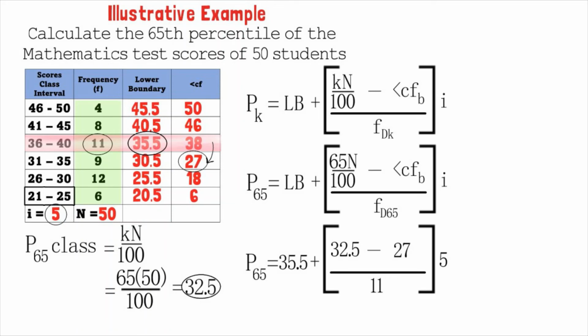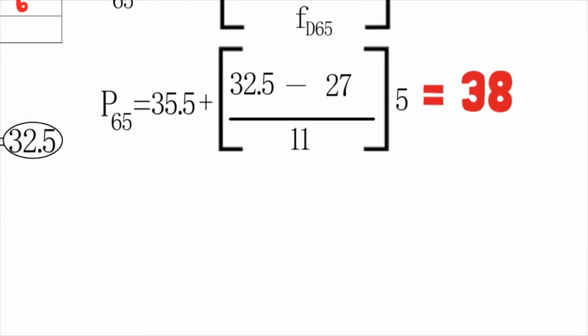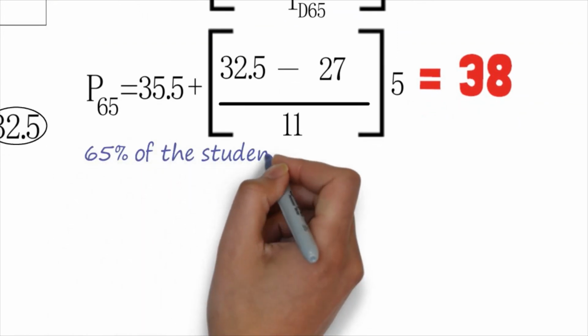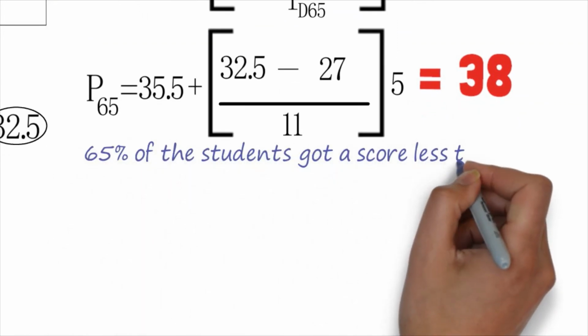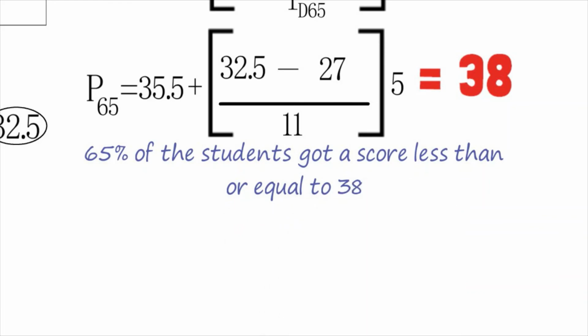Simplifying it further, it will give us the answer 38. So that means P sub 65 is equal to 38. Kung i-interpret natin to, that means 65% of the students got a score less than or equal to 38.